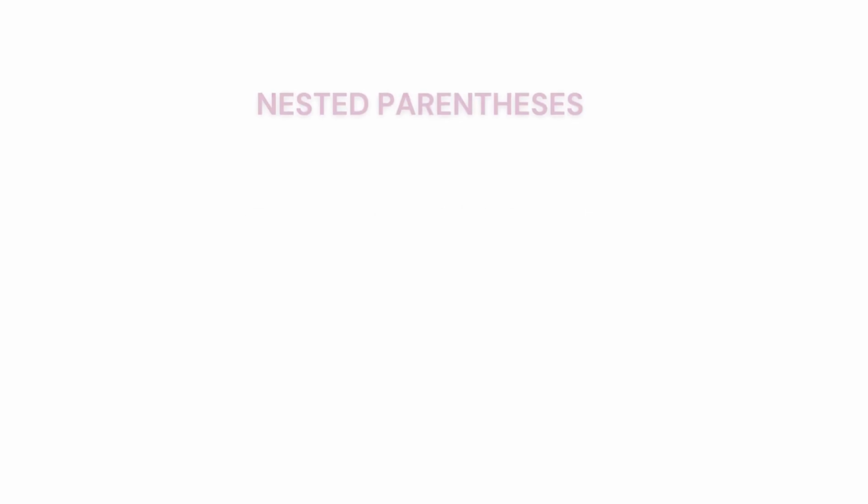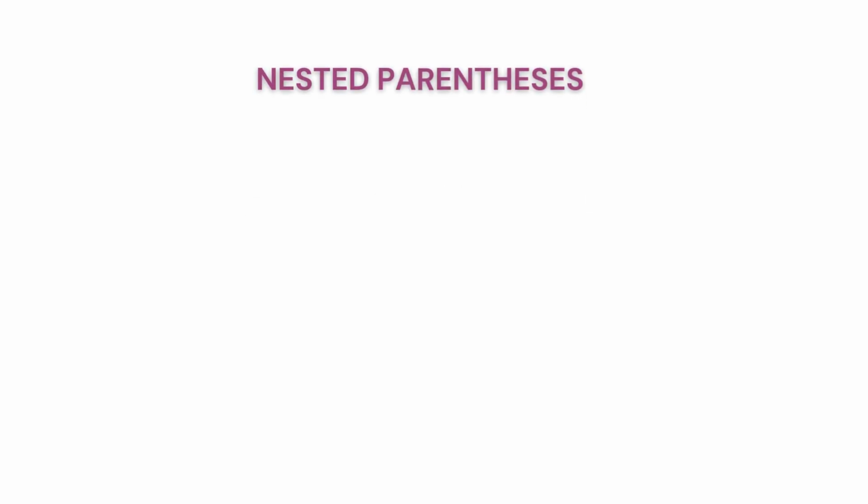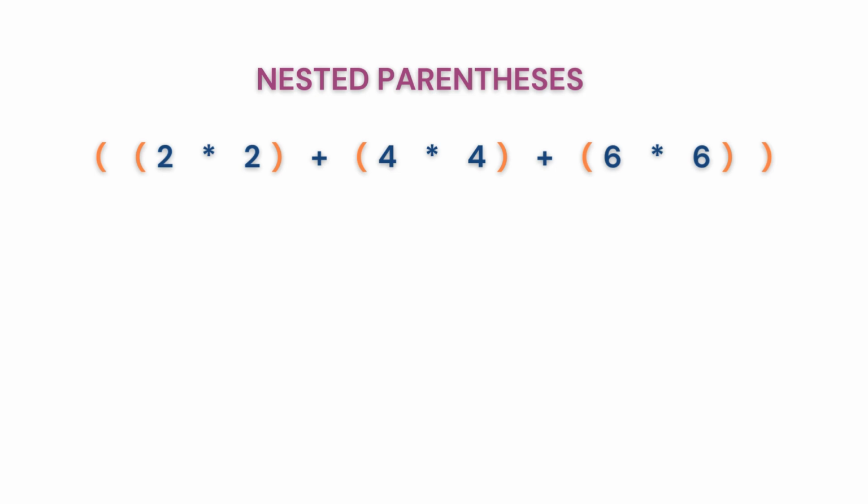We also have nested parentheses, which is parentheses inside parentheses. In this case, you can first solve the inner parentheses, then the outer parentheses to get the correct results. For example, bracket, inner bracket 2 into 2 plus inner bracket 4 into 4 plus inner bracket 6 into 6. Now here, first we are going to solve the inner brackets. After solving, we are getting this result: 4 plus 16 plus 36. Now we are going to solve this and the result is 56. Like this, we solve inner brackets first and then later outer brackets.